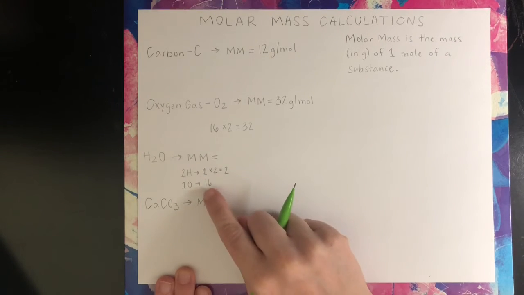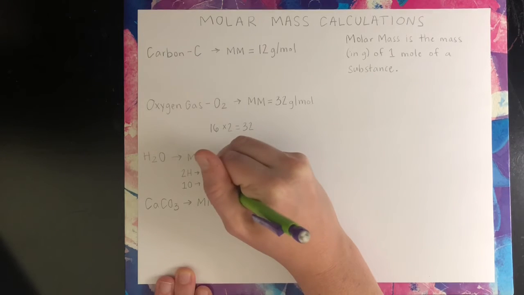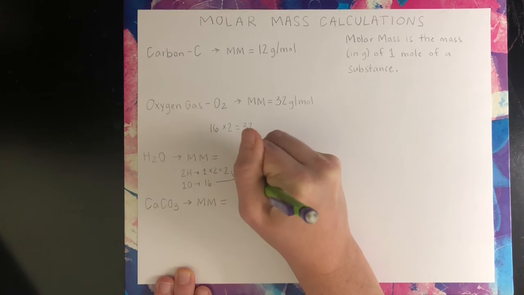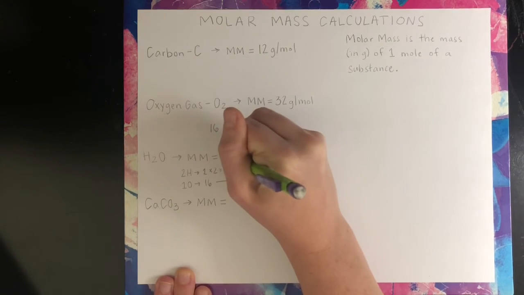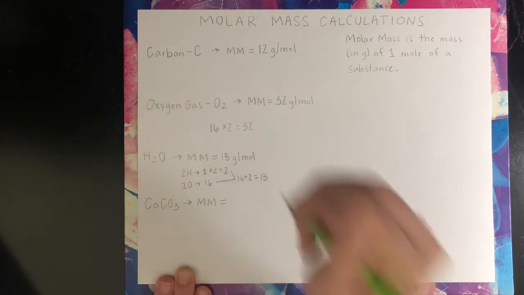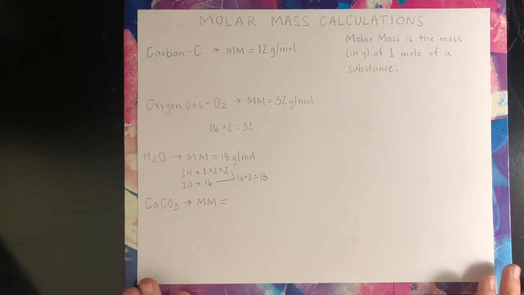So I add these together, 16 plus 2, and I get 18 grams per mole for the molar mass of water.